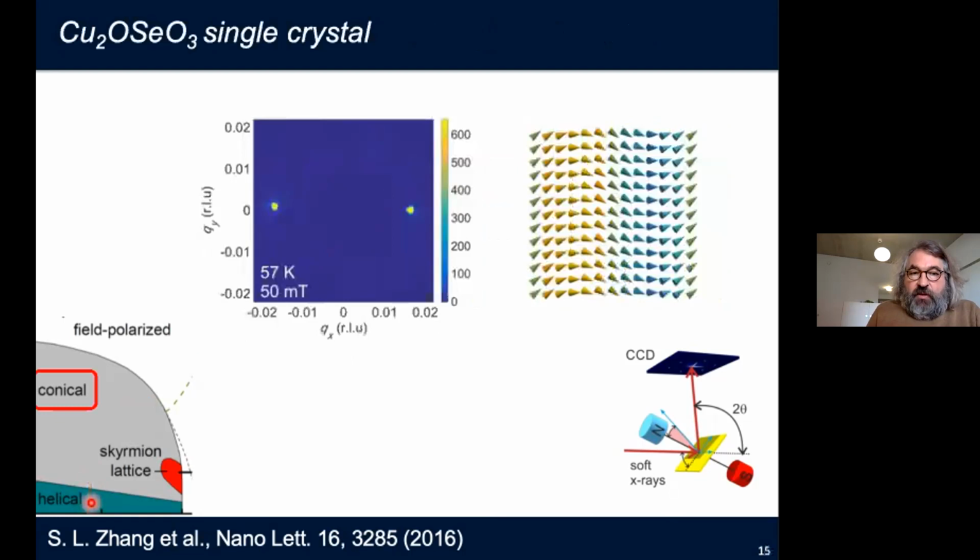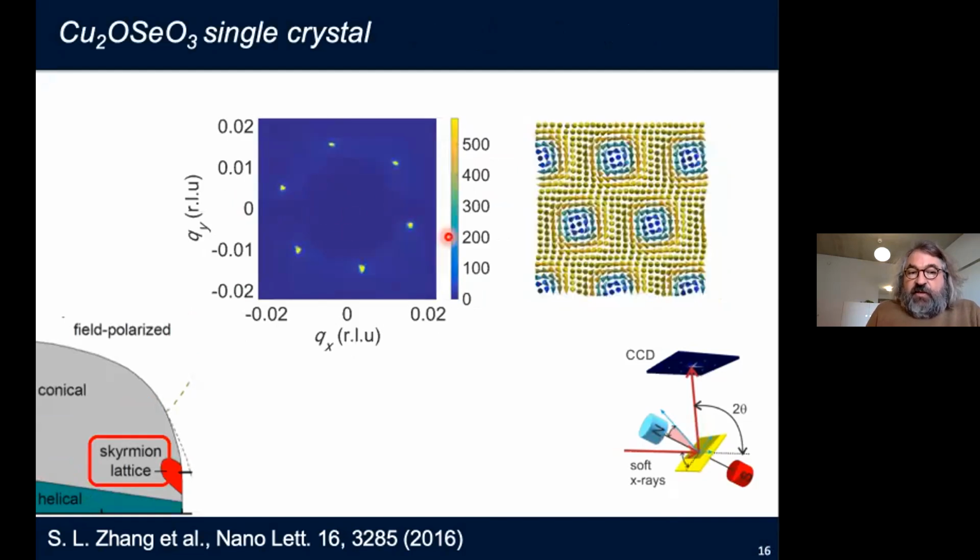Then if we crank up the field and we transition above the critical field into the conical phase, we get our 2 conical peaks that are aligned like that. And then finally, if we increase the temperature and raise the field to be in the skyrmion pocket, we get the 6 characteristic peaks stemming from this hexagonally ordered skyrmion lattice as shown here.